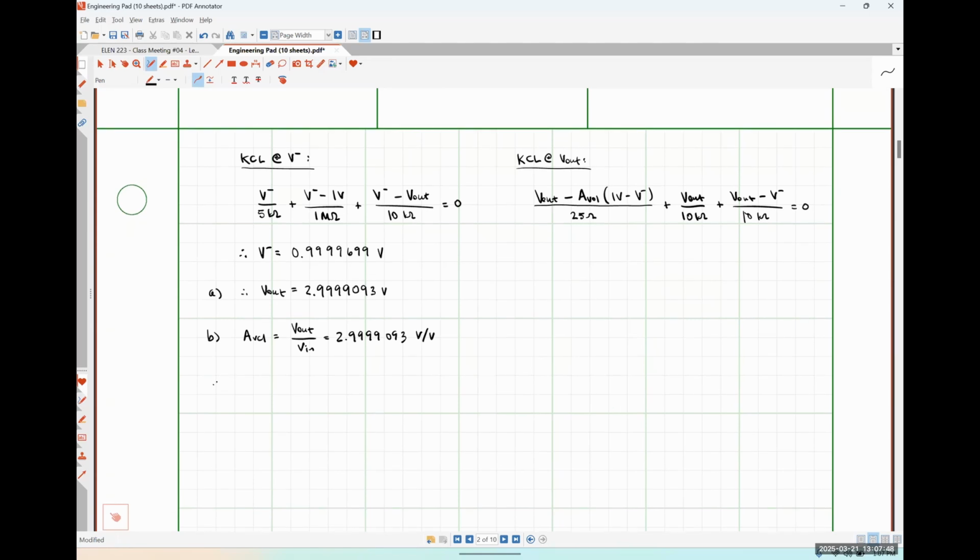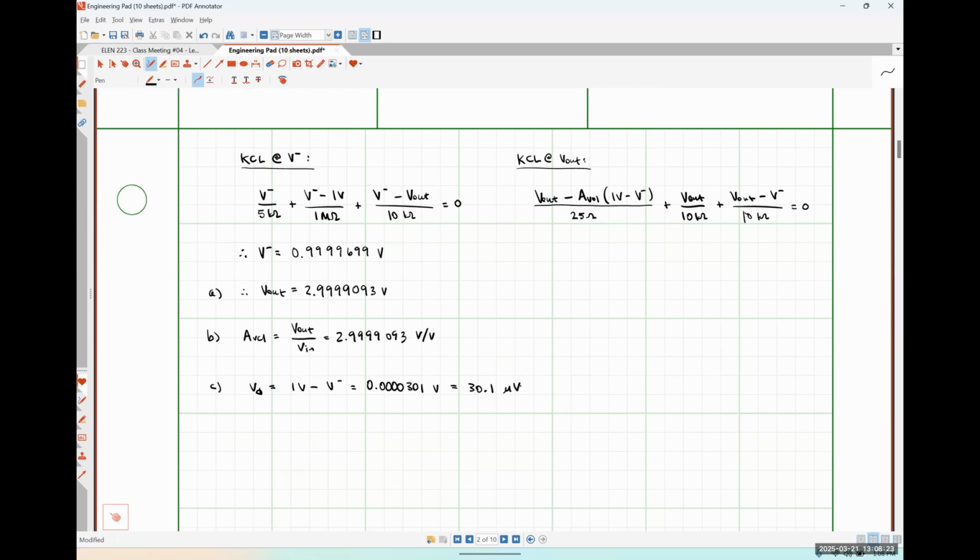For part C, my differential voltage, VD, is going to be 1 volt minus what I got for V minus. And so when I did that math, I got 0.0000301 volts, or positive 30.1 microvolts.